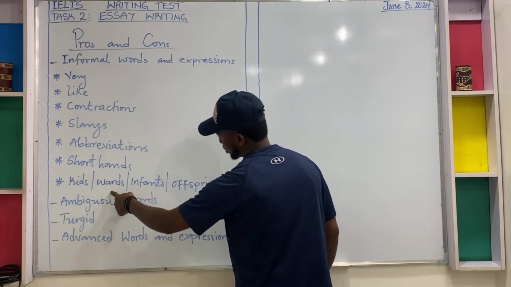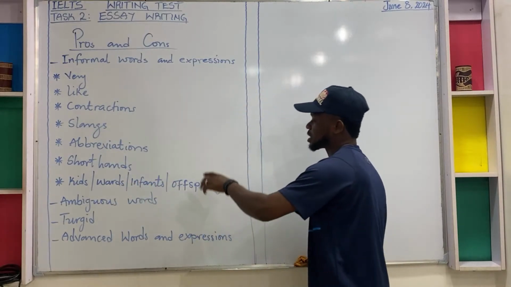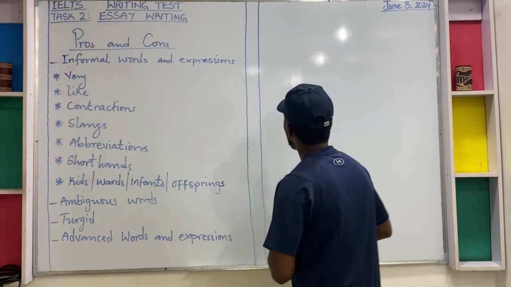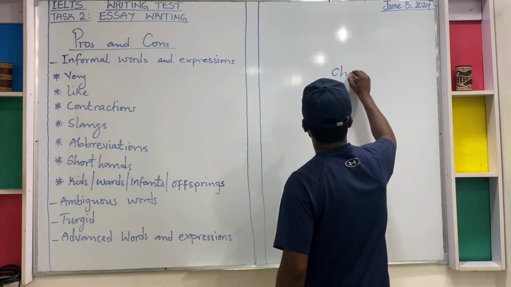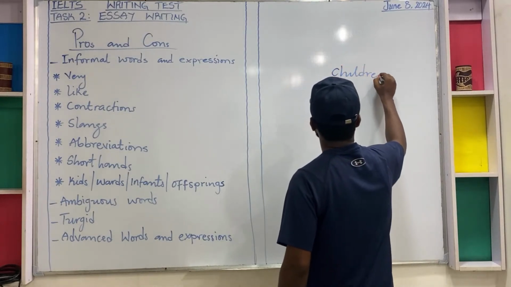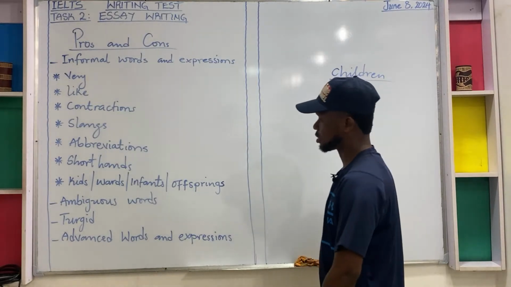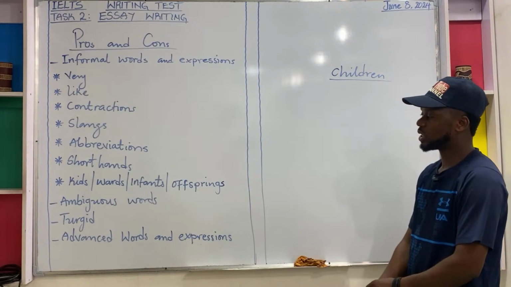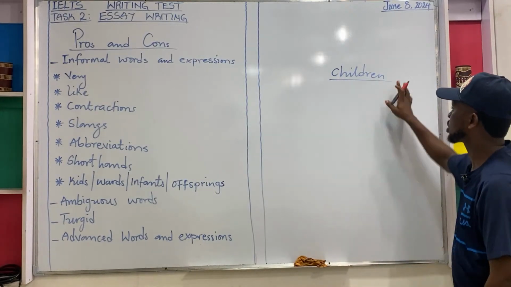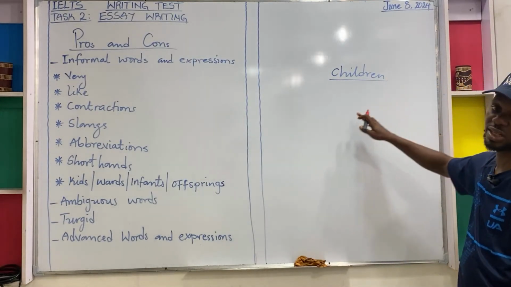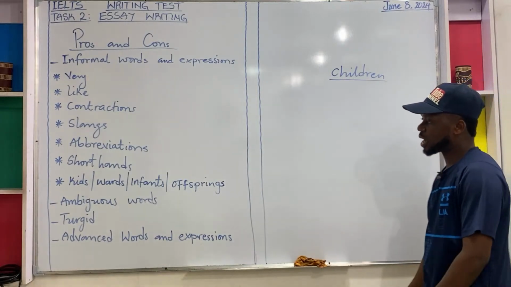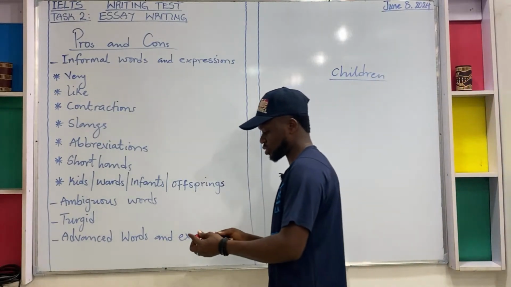Kids, wards, infants, offsprings, all of these words simply mean children. That's the formal word for all of them. So in IELTS, please maintain children. Don't try to paraphrase children. Now let's go to the next one, ambiguous words.